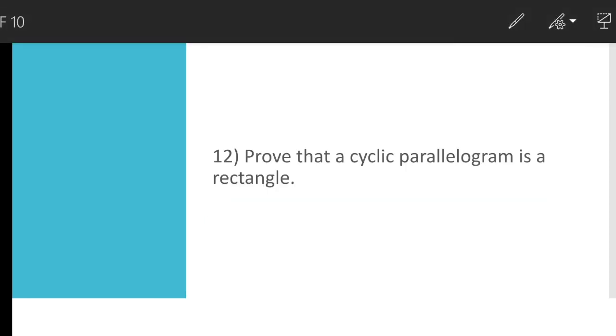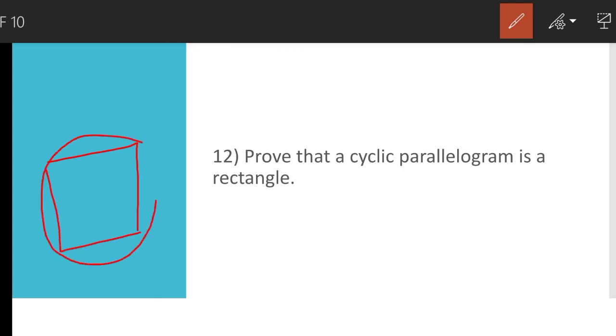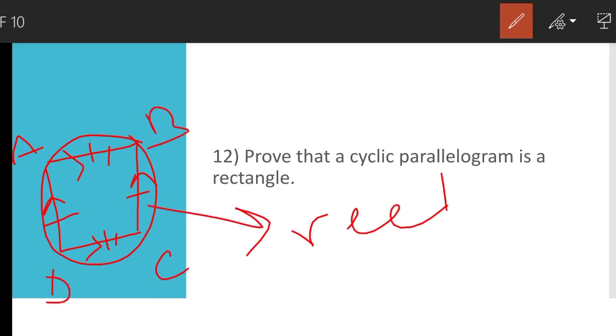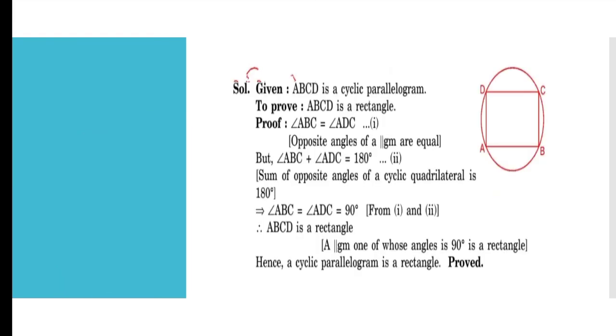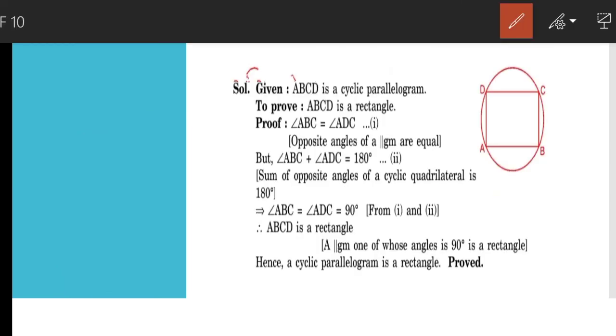Now, question number 12. It says, prove that a cyclic parallelogram is a rectangle. So, we have a cyclic parallelogram. These two sides are equal and parallel, same as the other two sides which are equal and parallel. We have to show that this is a rectangle.